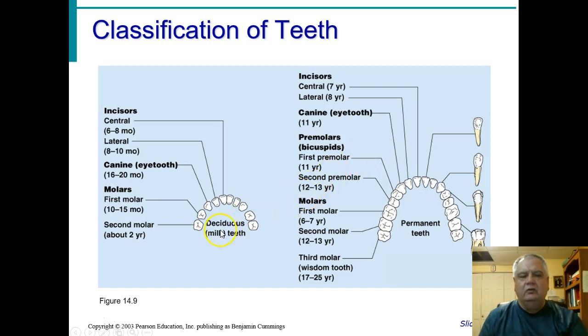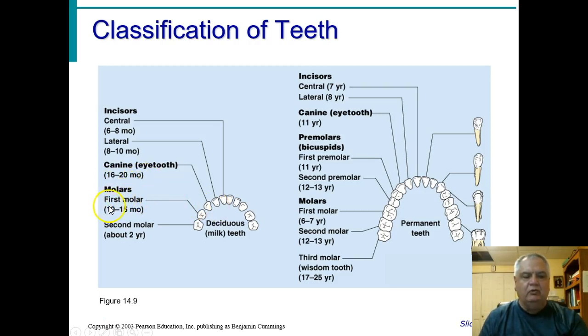Here's a diagram that shows the organization of deciduous and permanent teeth. Here we can see on this diagram the location of the incisors. You have 2 incisors: a central incisor and a lateral incisor on both sides. The central incisors usually come in at about 6 to 8 months. The lateral incisors usually erupt around 8 to 10 months. Then you have the canine teeth, sometimes referred to in babies as the eye tooth. They usually erupt around 16 to 20 months.